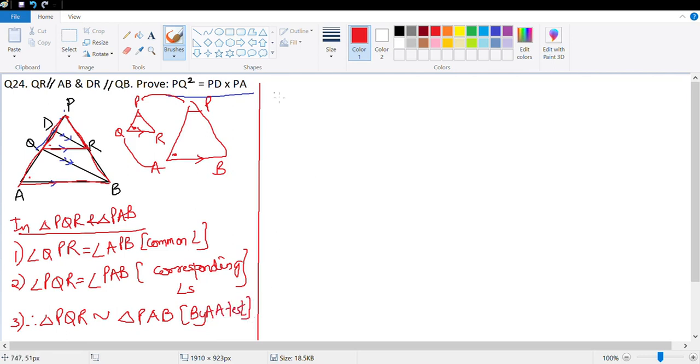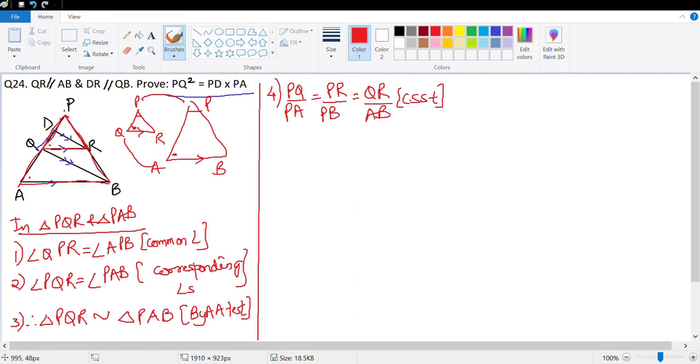What this will give me is a ratio or proportion of sides, which is PQ upon PA is equal to PR upon PB is equal to QR upon AB. This is CSST. PQ upon PA is equal to PR upon PB is equal to QR upon AB. Done. How would this help me?